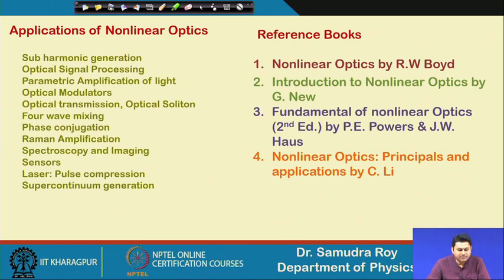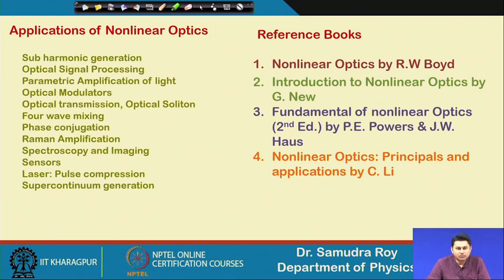Also, optical modulation and optical transmission are very important fields where optical nonlinearity is applied. Optical soliton is a kind of stable structure which can be used in optical communication systems nowadays. A very important concept: soliton we know, but optical soliton we are going to cover in this course if our time permits. Then four-wave mixing, which we also discussed in our last class, where we can generate different wavelengths by mixing 2 or 3 waves through this nonlinear process. It is essentially a chi 3 kind of nonlinearity.